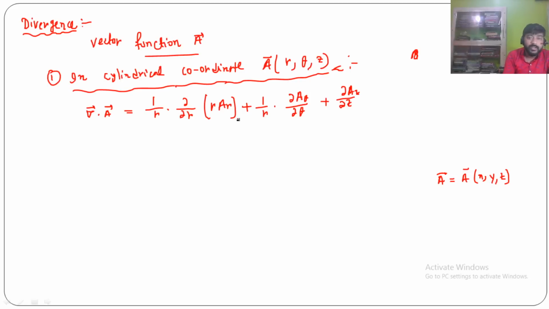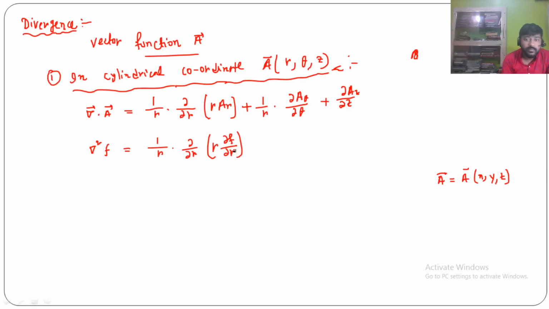And I want to write here at the same time the del square, that is the Laplacian operator, which is very similar to this. So for a scalar function f, del square f you can write like this: 1 by r del by del r of r del f by del r. Please remember the difference: here it is r A_r, and here it is r del f by del r.